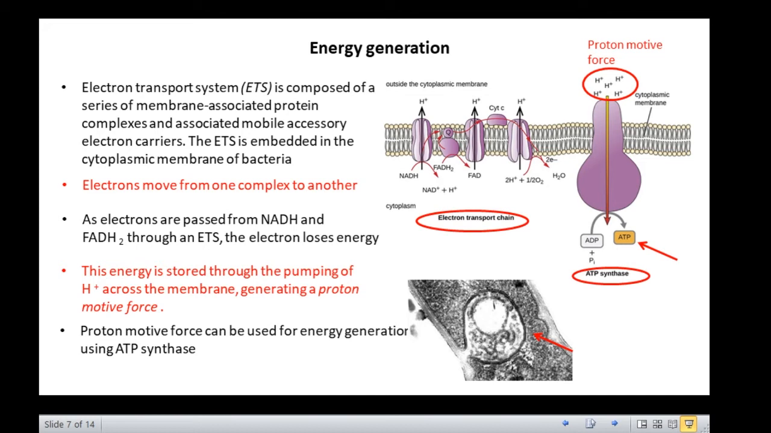Mesosomes may also represent specialized membrane regions involved in DNA replication and segregation, cell wall synthesis, or increased enzymatic activity. However, mesosomes have now been proven to be artifacts created by the processes used to prepare specimens for electron microscopy.